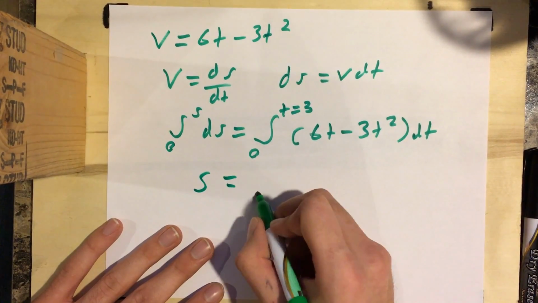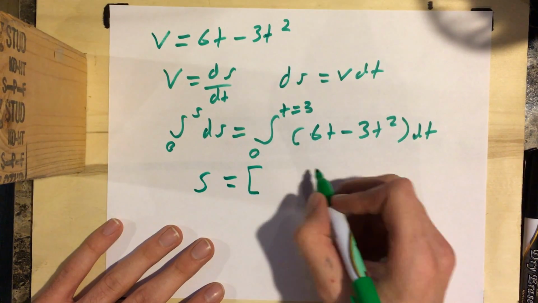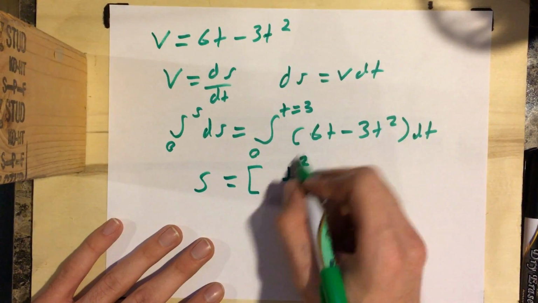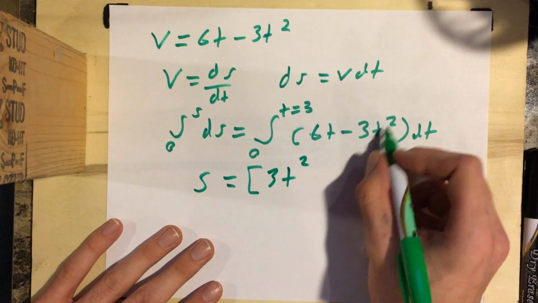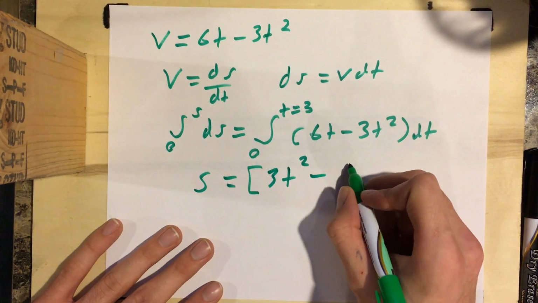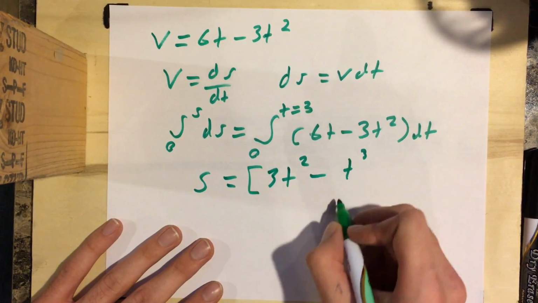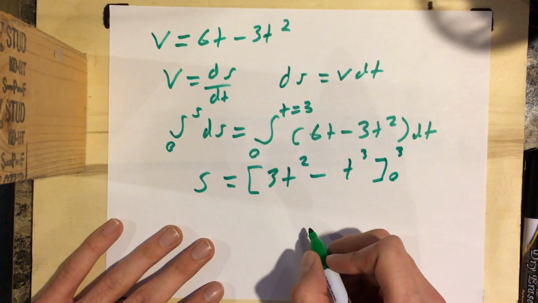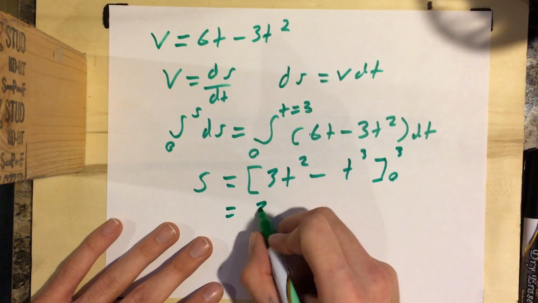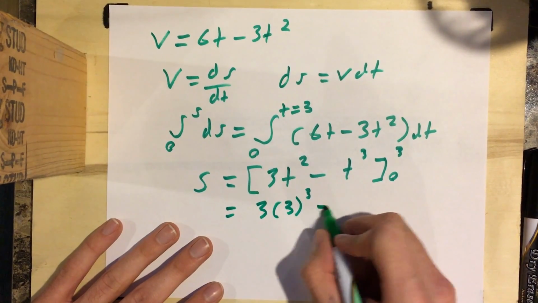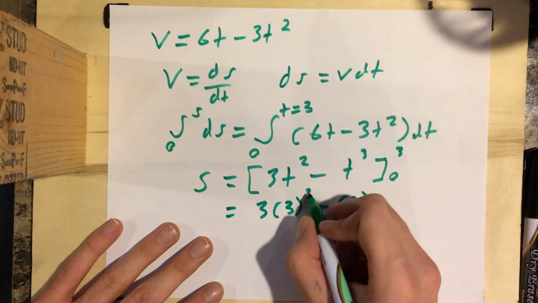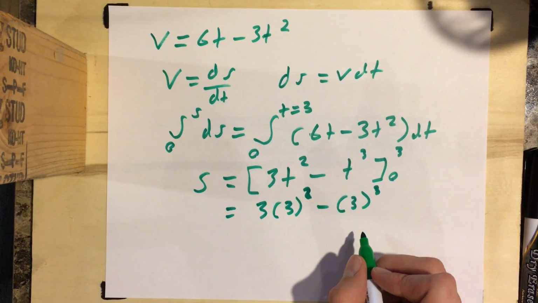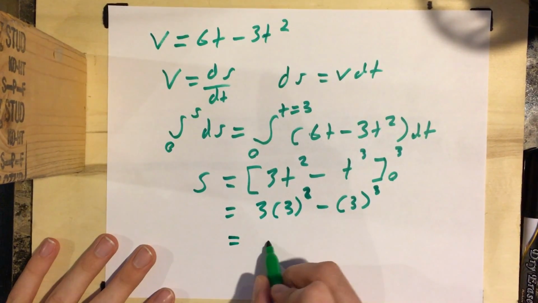So this integral is pretty easy, it's just s. And then this integral is, you have to increase the power to t squared, and then divide by 2, and it gets you 3t squared. And then you have to increase the power to the third, so it's t cubed, divide by 3, you end up getting 1 t cubed. And we want it from 0 to 3. So we basically just plug 3 in. 3 times 3 squared minus 3 cubed. And this actually ends up being 0.